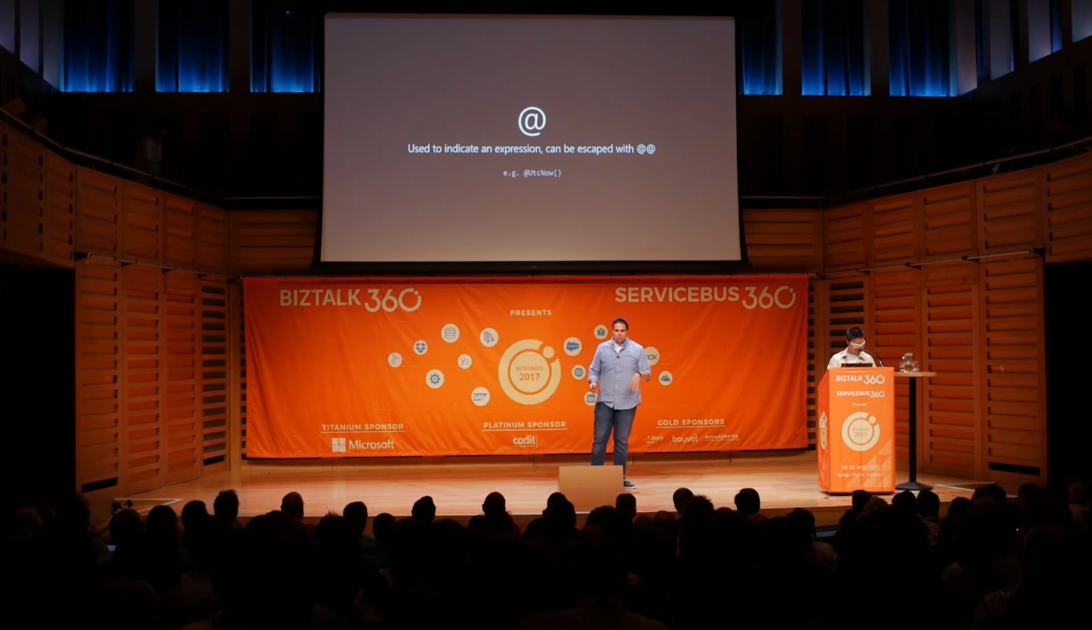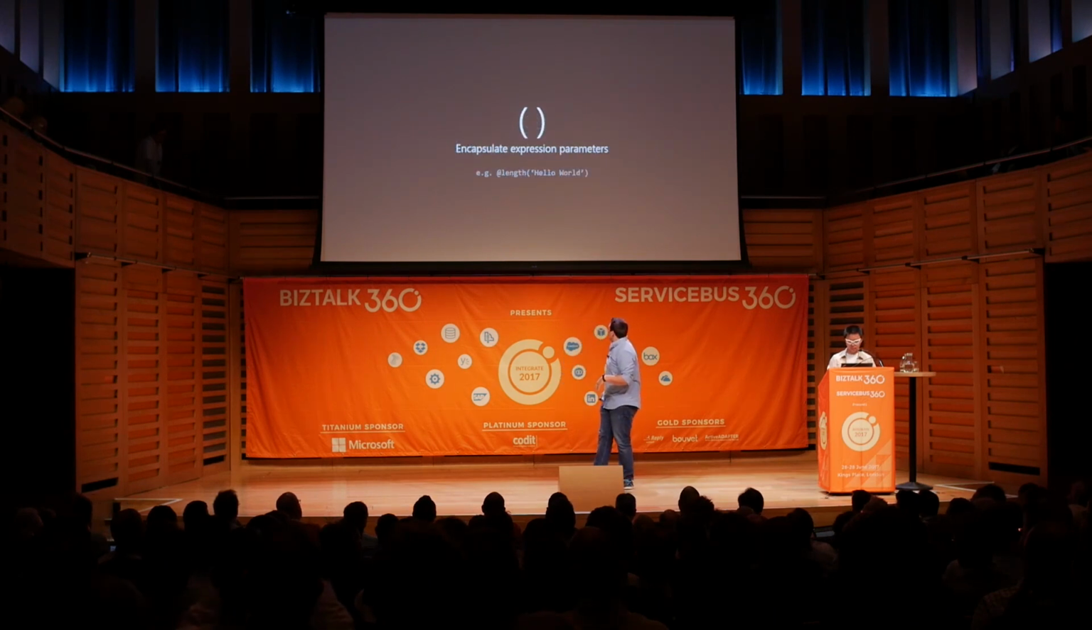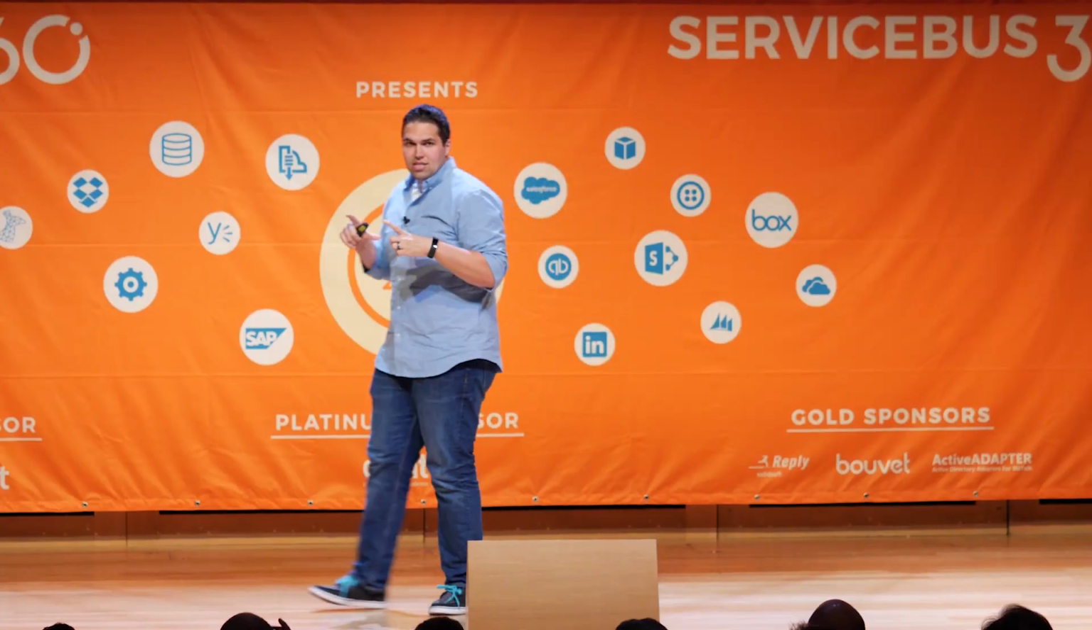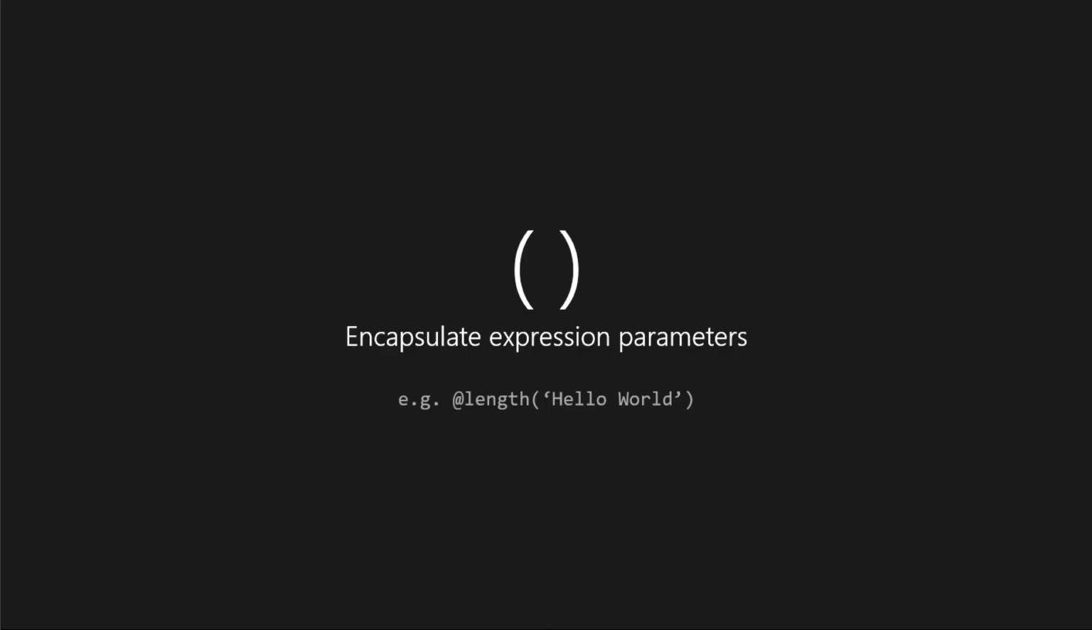So the @ sign is a reserved symbol to say this is an expression. So @utcNow. Parentheses are pretty easy. This is fairly standard. These encapsulate the expression parameters. So if you have something like @length, the parentheses would hold whatever you want to know the length of. If you said sum, the parentheses would have number 1 and number 2. So that's what parentheses are for, okay? If your expression has parameters, your parentheses surround those parameters.